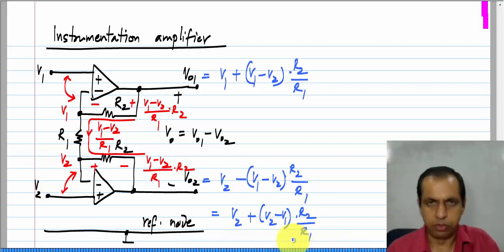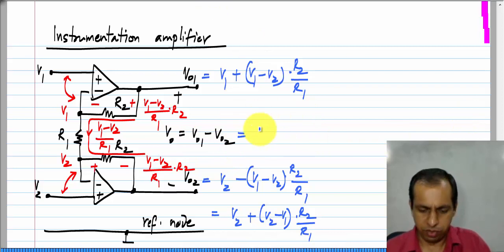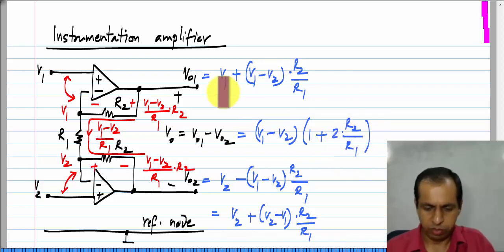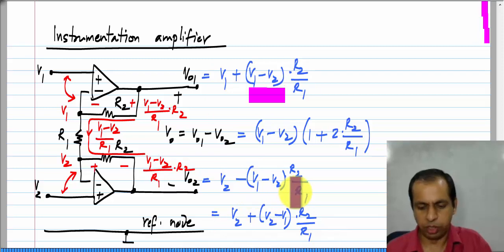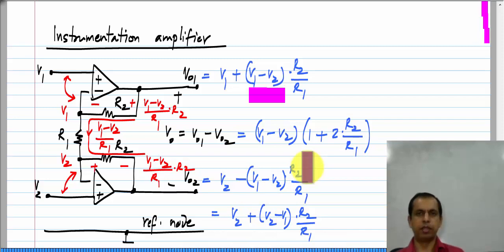Now, what is special about this? I can also compute VO1 minus VO2. You can see that it is V1 minus V2 times 1 plus 2 times R2 by R1. So, we have V1 there and this V2 gives you V1 minus V2, and we have V1 minus V2 times R2 by R1, V1 minus V2 times R2 by R1. So, we get 2 times R2 by R1.